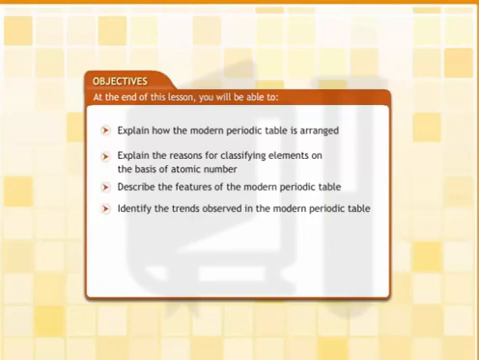At the end of this lesson, you will be able to explain how the modern periodic table is arranged, explain the reasons for classifying elements on the basis of atomic number, describe the features of the modern periodic table, and identify the trends observed in the modern periodic table.